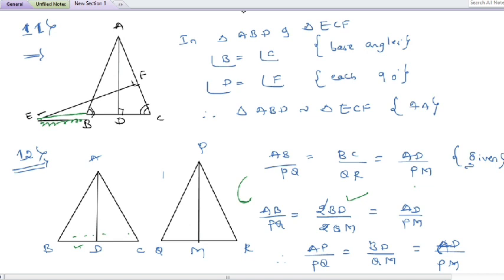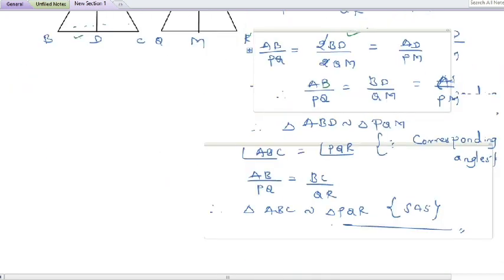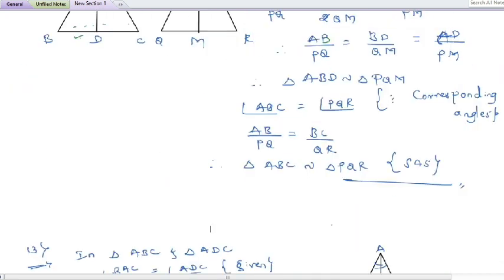Now, AD by PM as it is. So, these two 2s get cancelled. What remains here? AB by PQ is equal to BD by QM is equal to AD by PM. Now, if these are in proportion, then definitely triangle ABD is similar to triangle PQM.